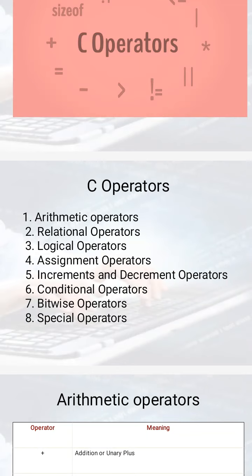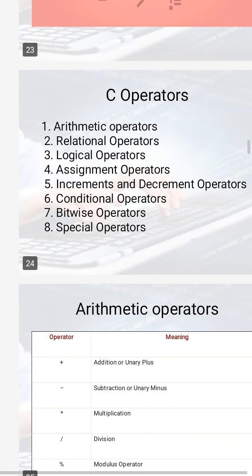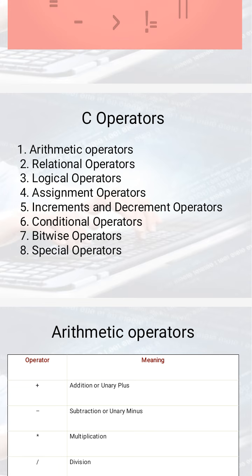Okay. So what is an operator first? An operator is a symbol which is used to perform a particular operation between the operands. Okay, so again I repeat. An operator is a symbol which is used to perform the operations between two operands.